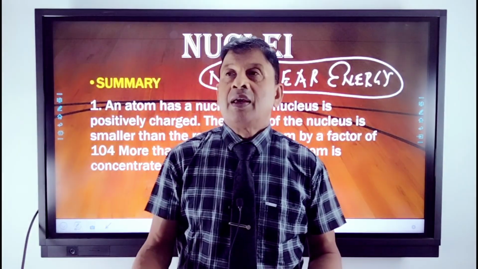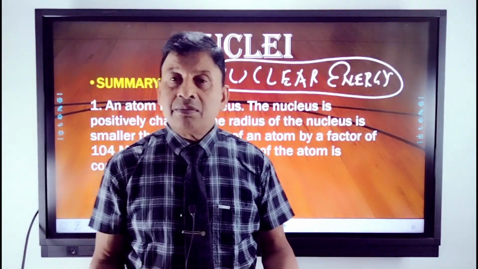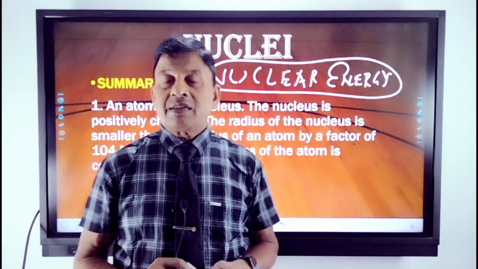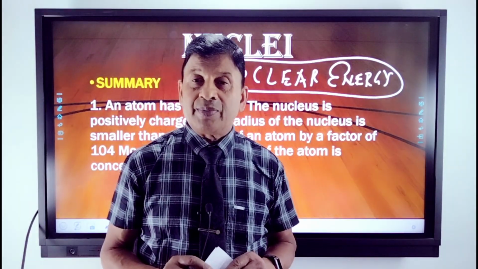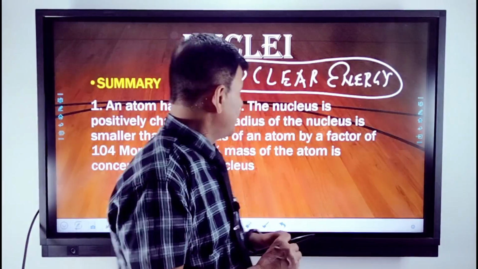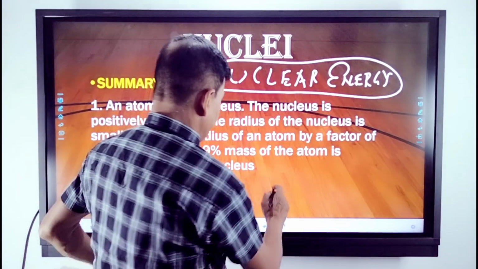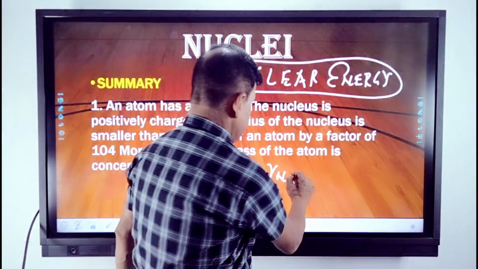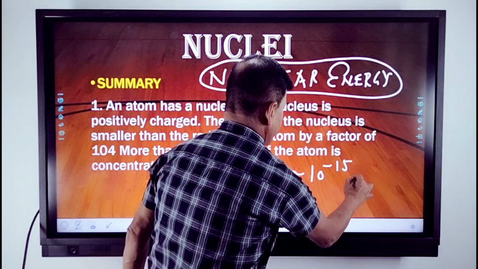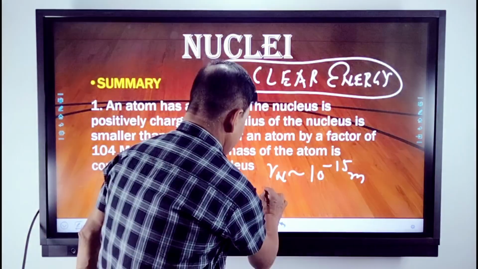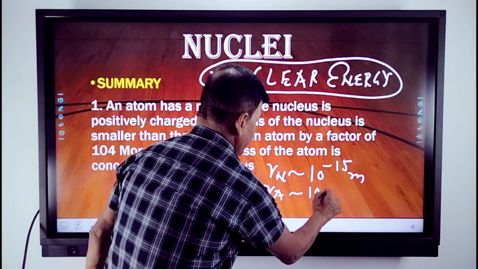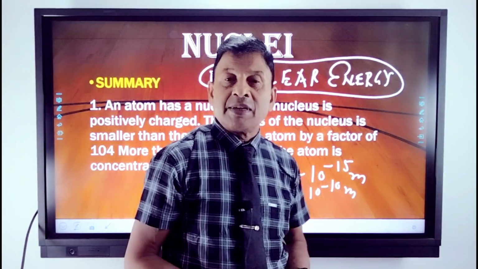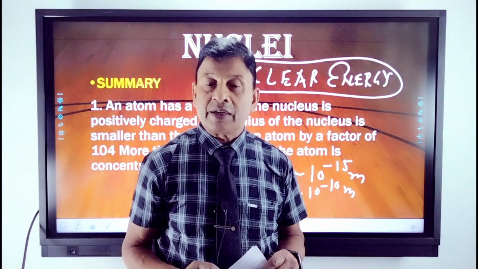You all know कि atom has a center called nucleus. The dimension of the nucleus is very small. The radius of the nucleus is of the order of 10 to the power minus 15 meter, whereas the radius of the atom is of the order of 10 to the power minus 10 meter, right? And that's why the dimension of the nucleus is much less than that of the atom, right?